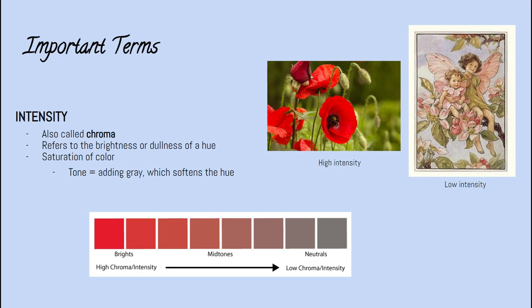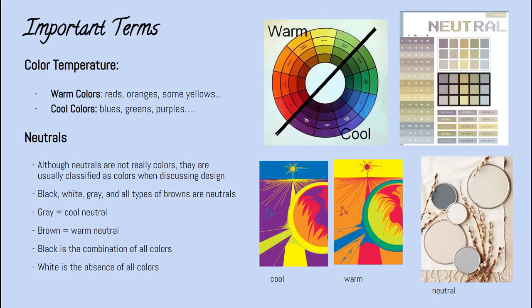I always like to point out how you can have a dark, bright color, or you can have a dark, dull color. You can have a light, bright color. So intensity and value work together, and you can have different combinations of them as you're describing colors.